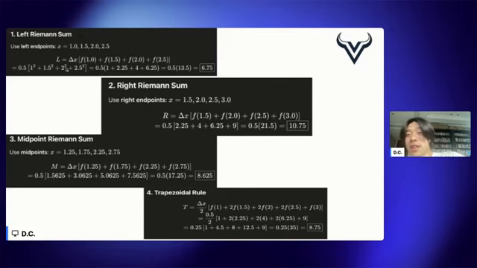For the left Riemann sum, we take all the left endpoints: 1, 1.5, 2, 2.5. We use delta x, which is 0.5 for the width of each interval, and multiply by those values, which gives you 6.75. The right Riemann sum uses the right endpoints: 1.5, 2, 2.5, 3. We do the same thing, using delta x times f(1.5) and so on, which gives you 10.75. And then the midpoint uses 1.25 and the other midpoints. Same thing, delta x times f(1.25) and f of all those values should give you 8.625.